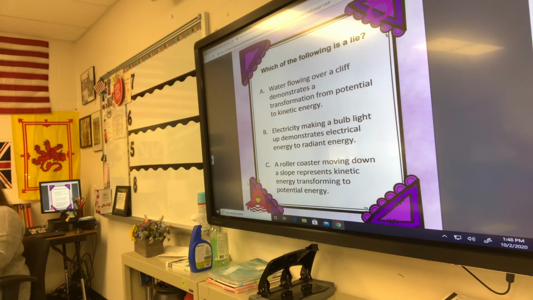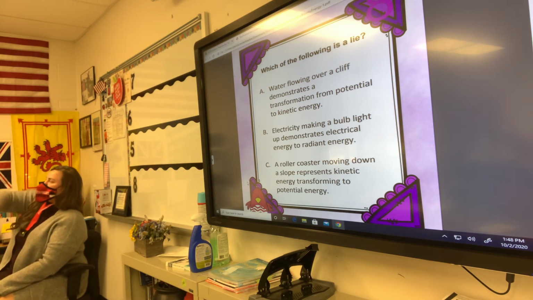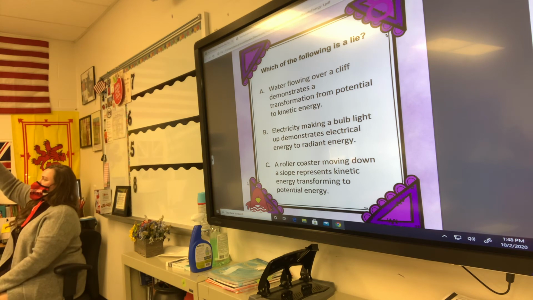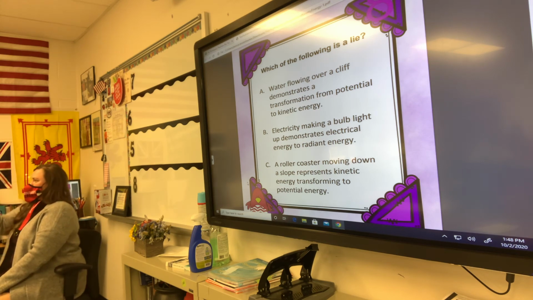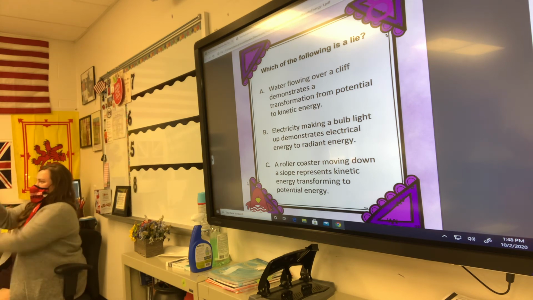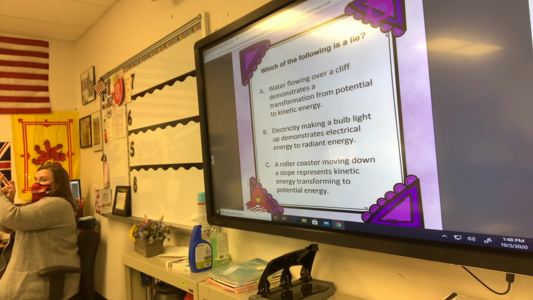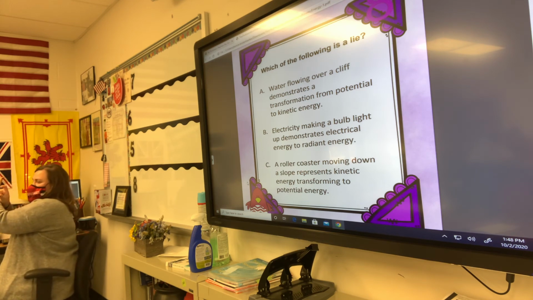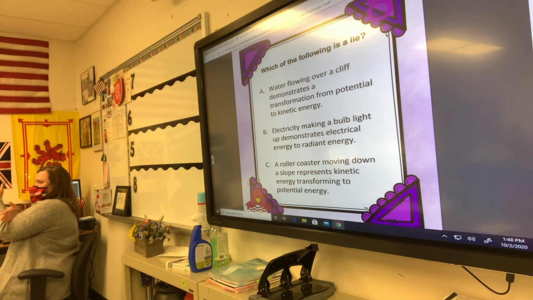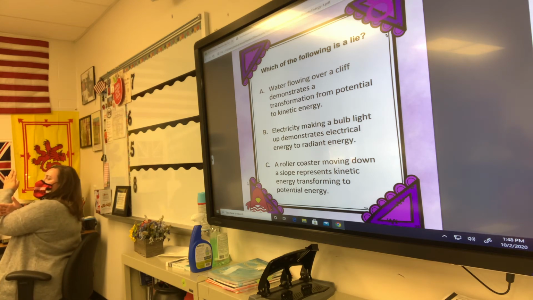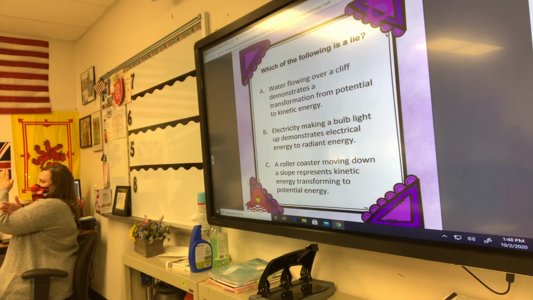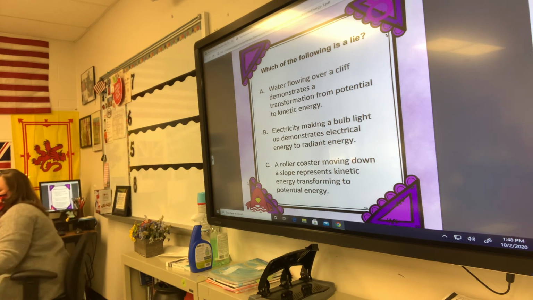So look at a roller coaster, you have a slope, okay? And if the little roller coaster, the cart, is already halfway down the slope, if it's going down, it is using kinetic energy, but is it increasing its potential energy? No, because it's going down to the bottom. Where would the biggest amount of potential energy be in this roller coaster? At the top. Right. Okay. Good job.